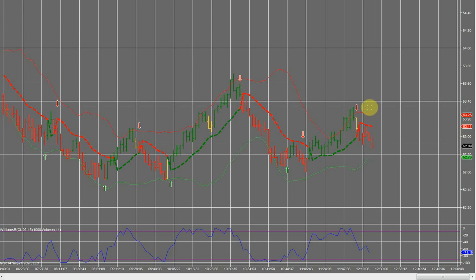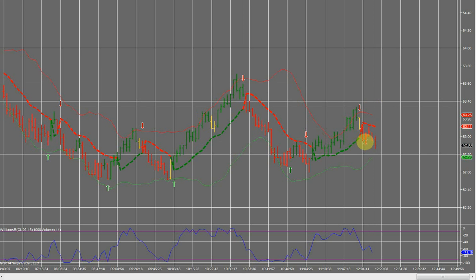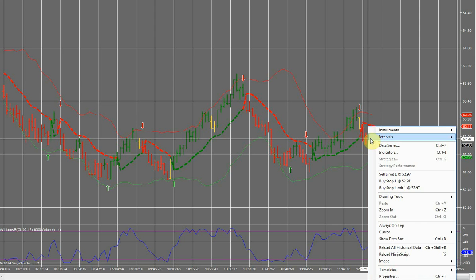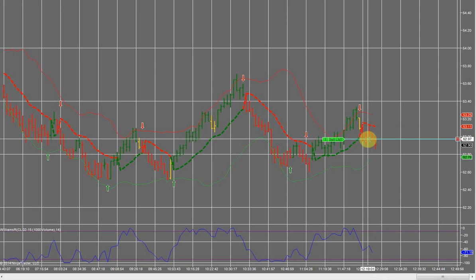So for right now, actually, it looks like we just missed a setup. Let me see here. Might be able to still jump in. Looks like I would have got in about right here. So if the market pulls back up, you might be able to sell on a limit order pending and take a quick trade here.